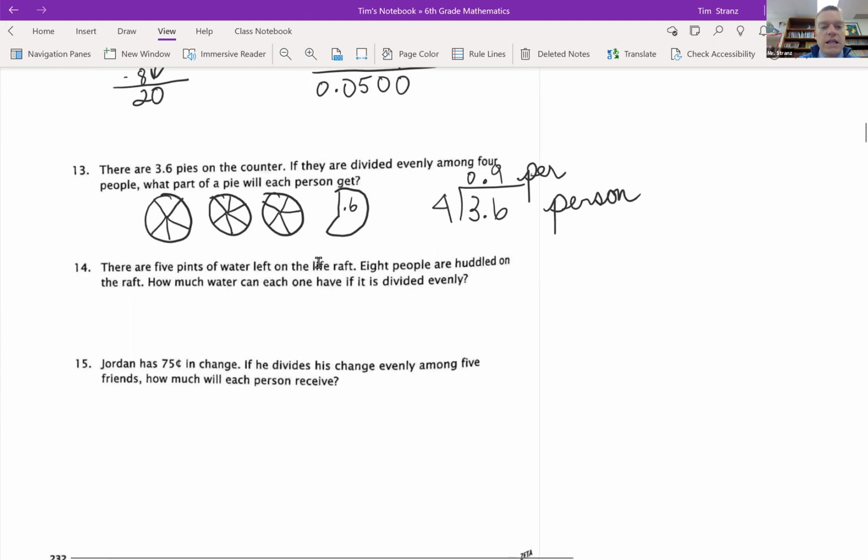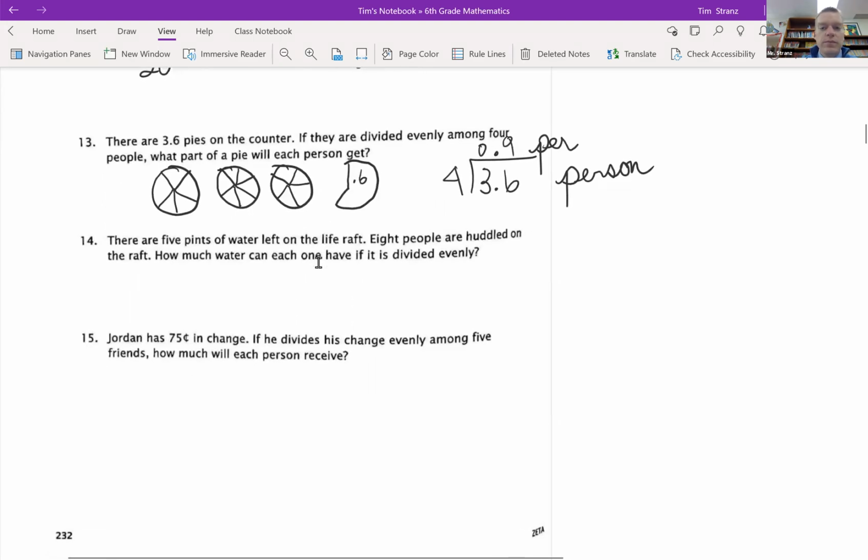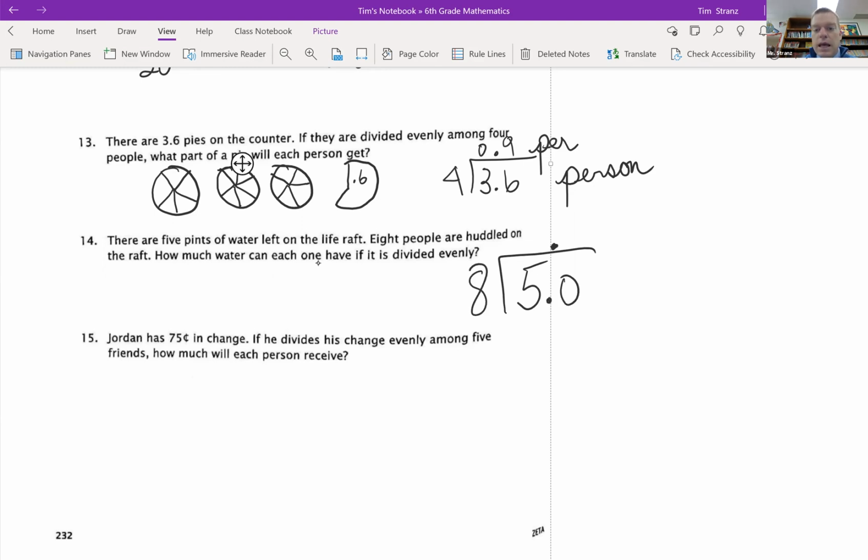All right, number 14. There are 5 pints of water left on the life raft. Each 8 people are huddled on the raft. This would be a pretty big raft. How much water can each one have if it is divided evenly? Okay, so we have 5 pints. We're dividing that among 8 people. Okay, 8 goes into 5 0 times, but it goes into 50 6 times, which is 48.